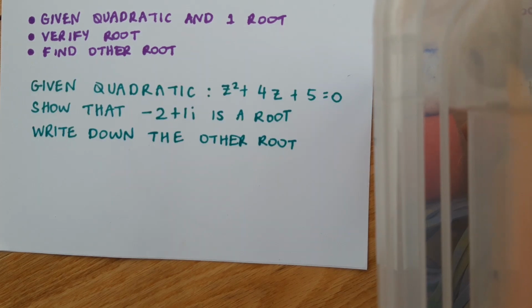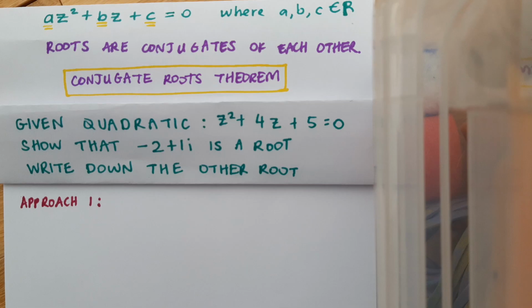So my example is going to involve the quadratic z squared plus 4z plus 5 equals 0. And I want to show that minus 2 plus 1i is a root, and I want to write down the other root. So approach number one is just the approach that we've used previously when trying to find the roots of quadratics. It's just to use the minus b formula.